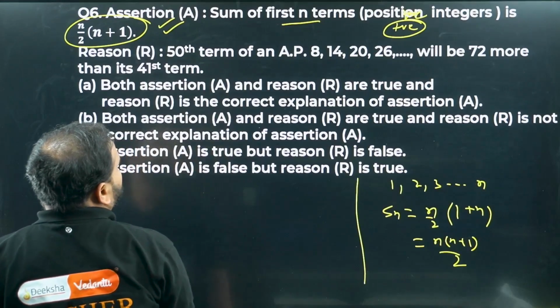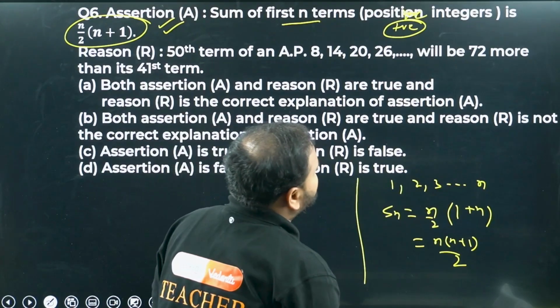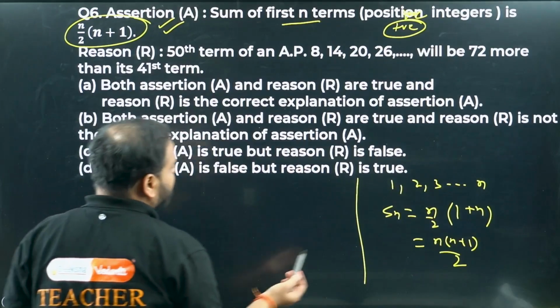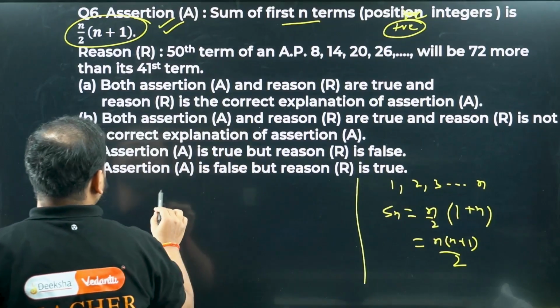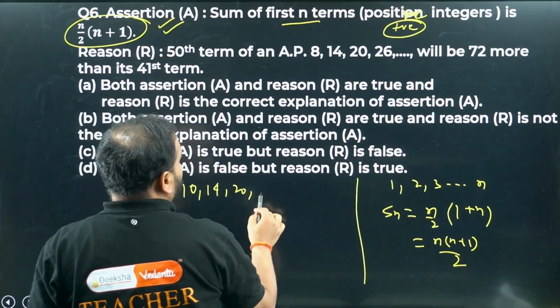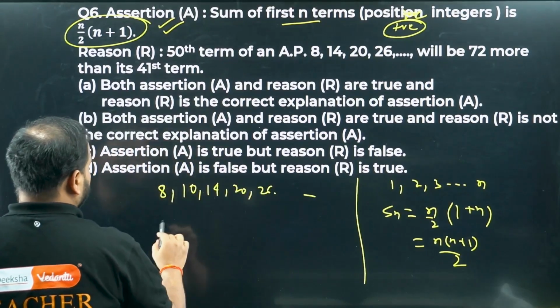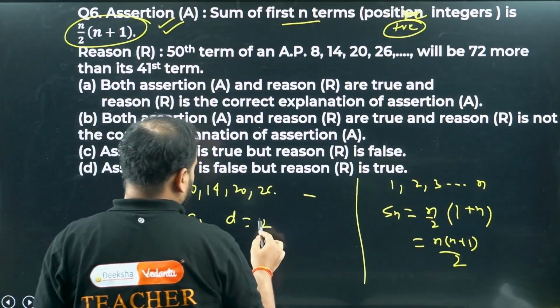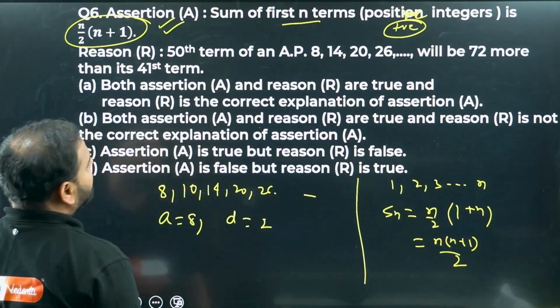50th term of an AP 8, 14, 20, 26 will be 72 more than its 41st term. Let's check. Write the AP first. So 8, 14, 20, 26, right? What's the A value? A is 8. What's the D value? D is 6. There's no 10, right?